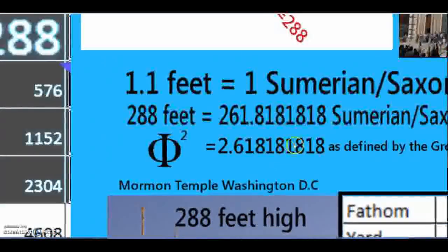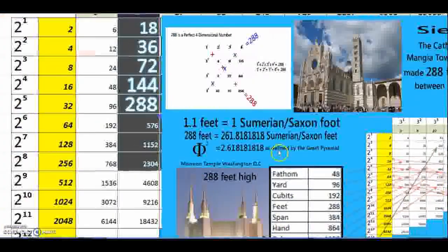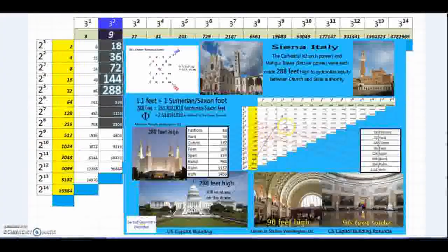But still, you'll find this 2.61818118 again just repeats consistently. It's buried into a place, and it's all connected with Fibonacci numbers, especially 144, 55, 377. Fibonacci numbers are one of the key points to all of this, and so this is one of the reasons why 288 is so important.